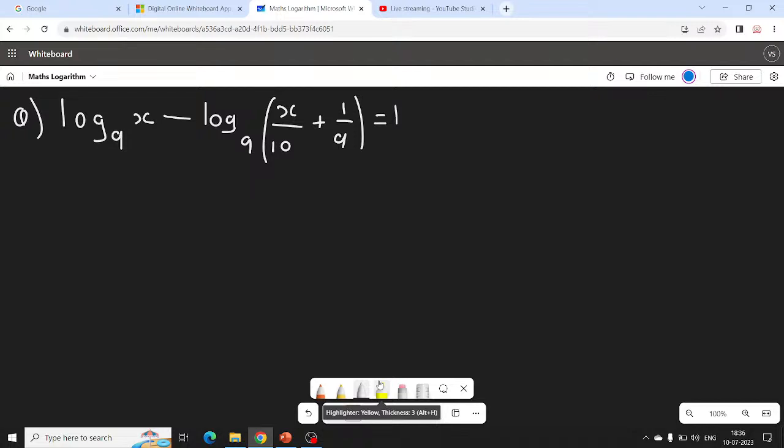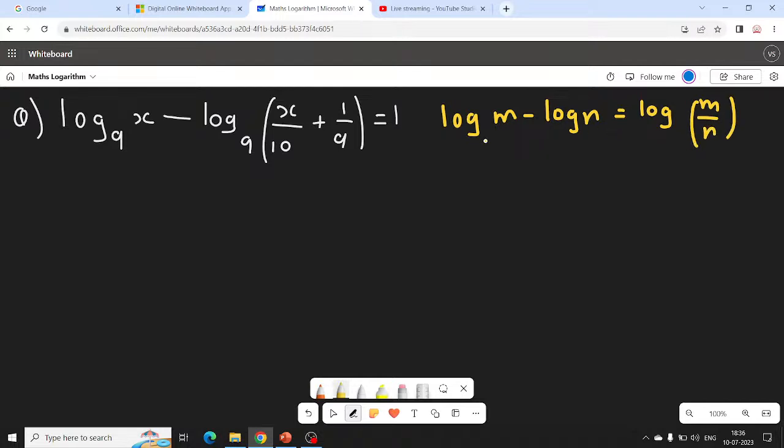Yes, shall we do it together? Okay, eyes on the screen now. See, I told you if there is something like this, log of m minus log of n, if it is minus, what you will do? You will divide: log of m divided by n. Did you all understand? But there is one condition, the base should be same. If the base is different, you cannot do it. Look at this base here. What is the base here? 9. And what is the base here? 9. So can I move forward?